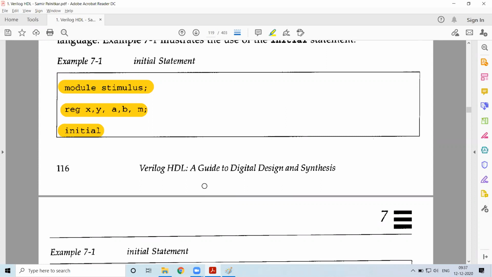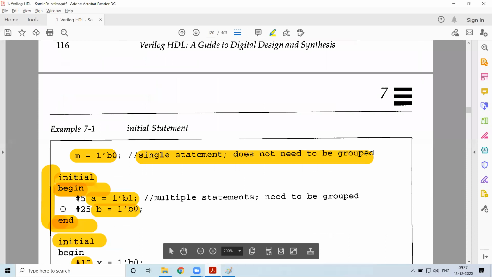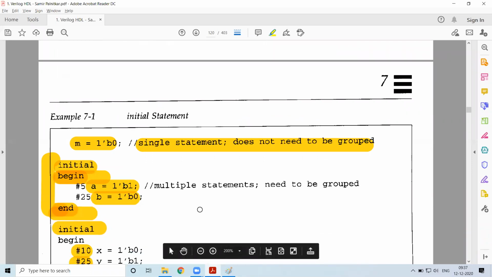Statements falling within the initial block constitute the entire initial block. There can be only a single statement within the initial block, or there can be multiple statements within the block. When there are multiple, you should use the keywords begin and end to club all the multiple statements together.